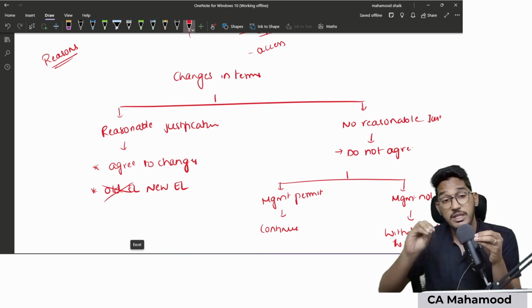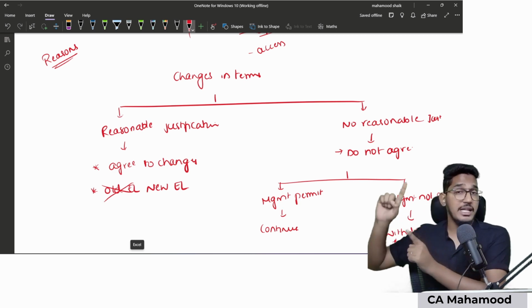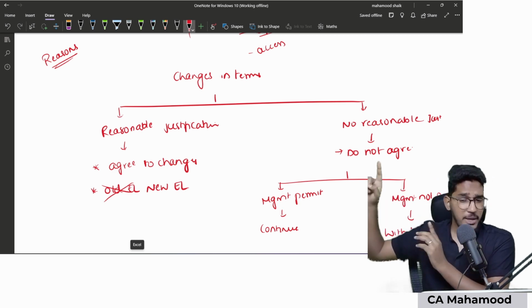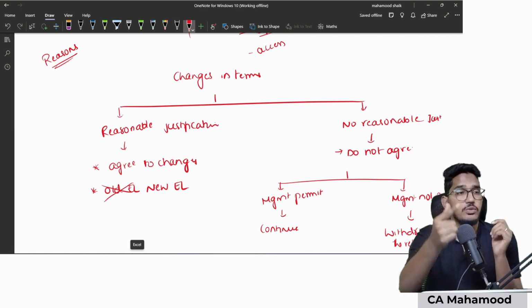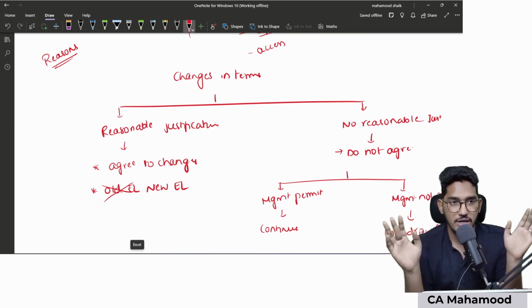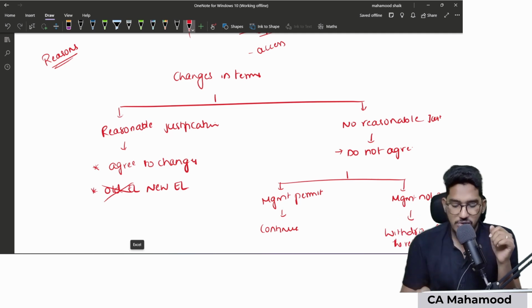In case the management is not permitting you to carry out the audit as per original terms, then you have to withdraw from the audit. You are no longer supposed to continue the audit. You have to withdraw. So you have to be very careful.